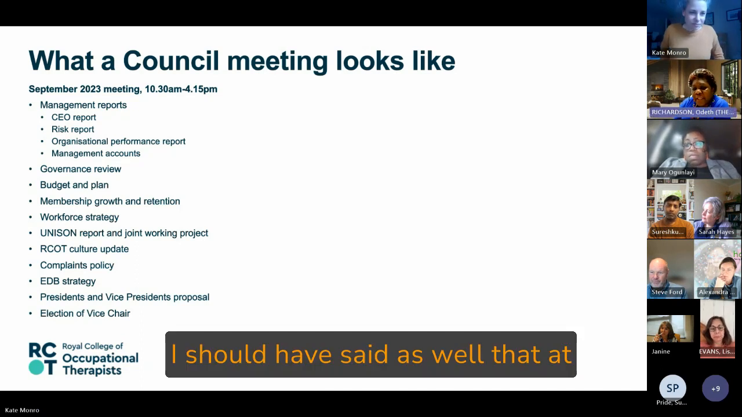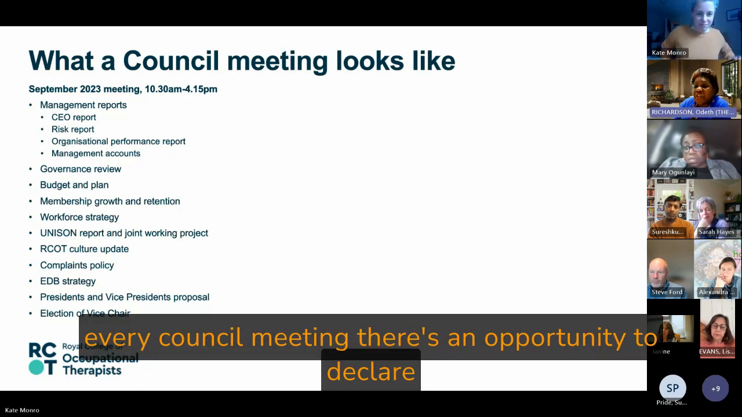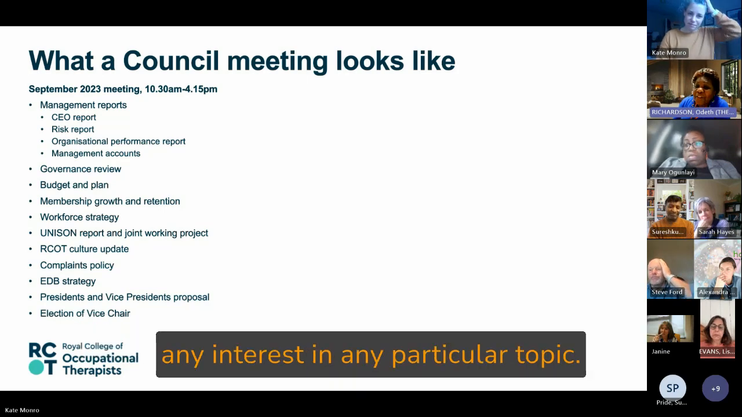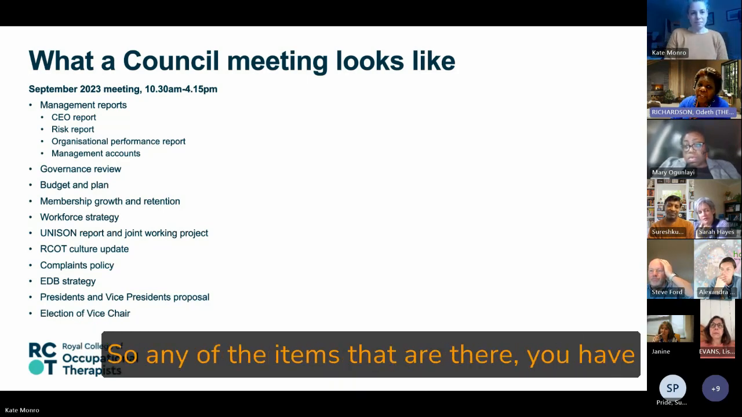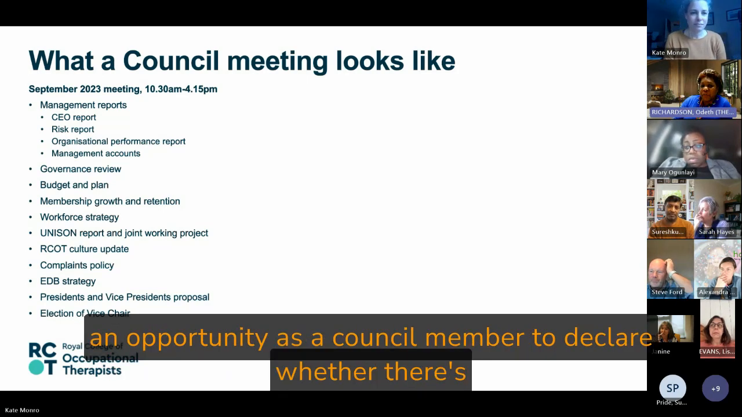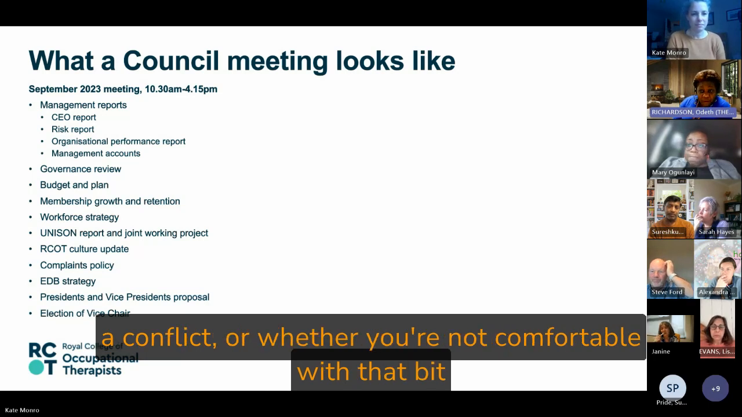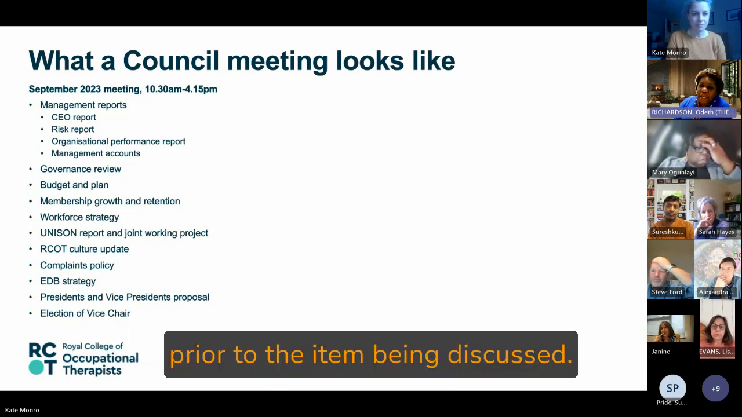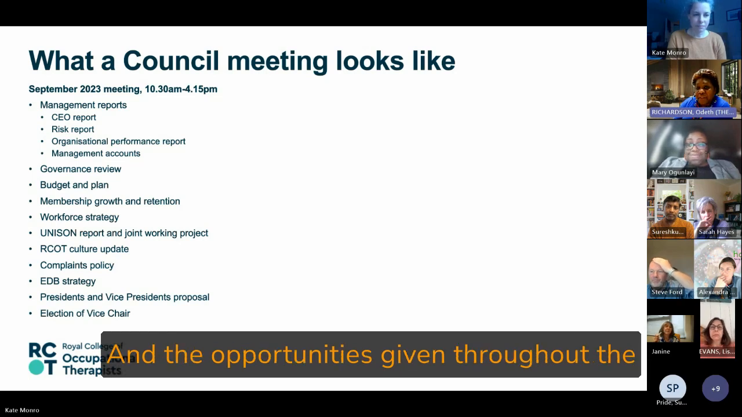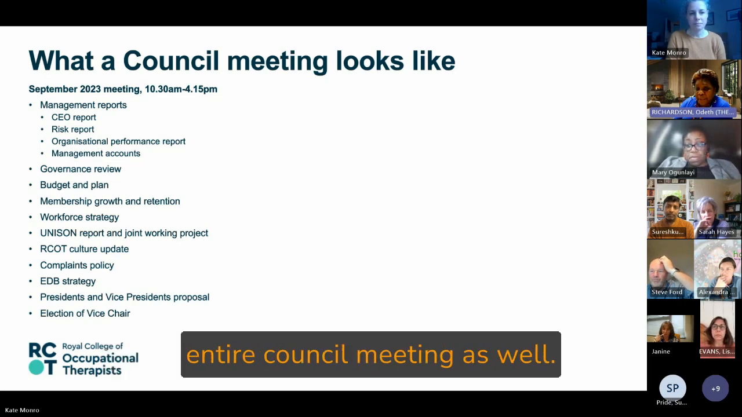I should have said as well that at every council meeting, there's an opportunity to declare any interest in any particular topic. So for any of the items that are there, you have an opportunity as a council member to declare whether there's a conflict or whether you're not comfortable with that bit prior to the item being discussed. And the opportunity is given throughout the entire council meeting as well.